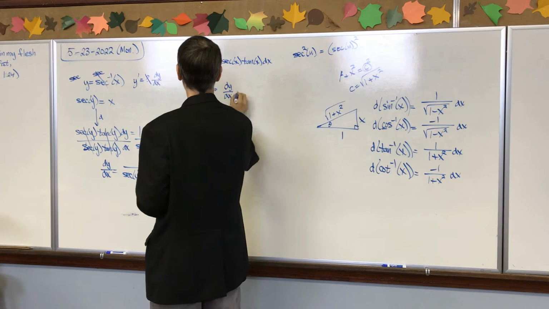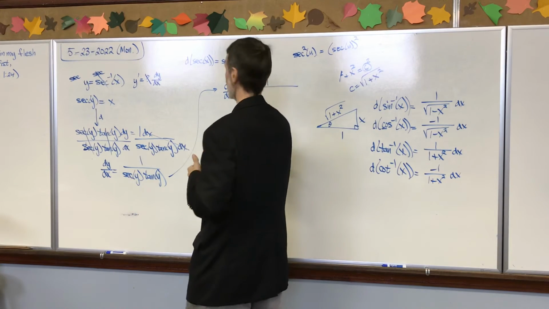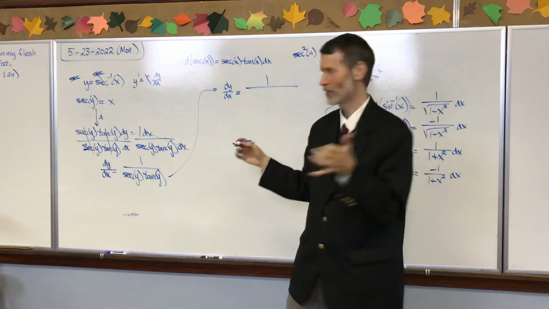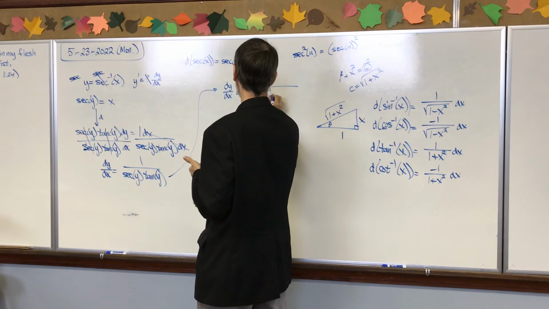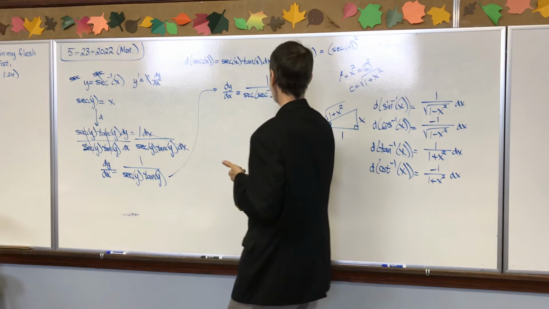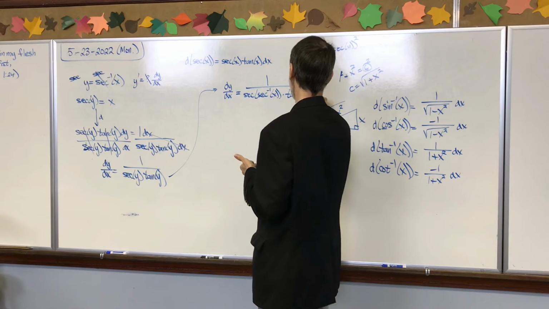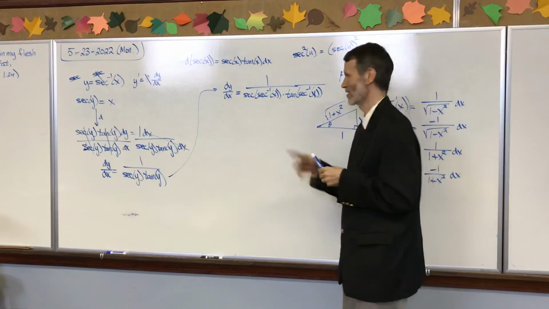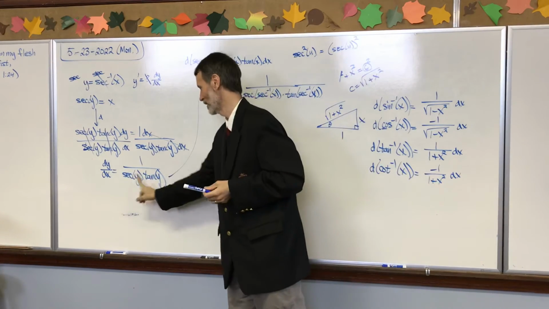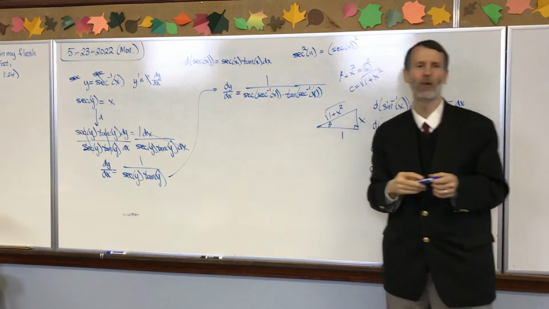dy over dx is equal to 1 over, the bottom is going to be big, so leave a lot of space. Secant of inverse secant of x times tangent of inverse secant of x. Clear? I just plugged in the y's. That's all I did. I replaced the y, replaced the y. That's now 2 forward-backward problems.